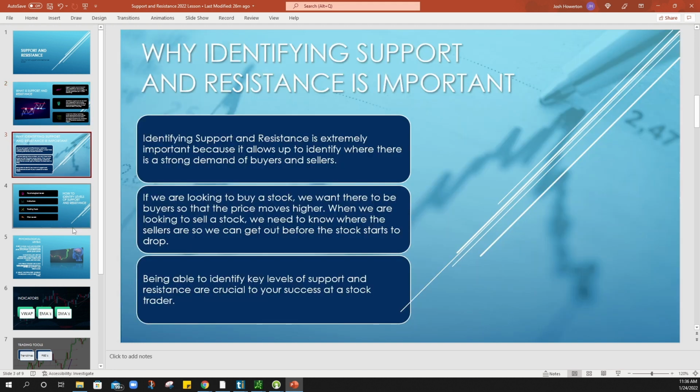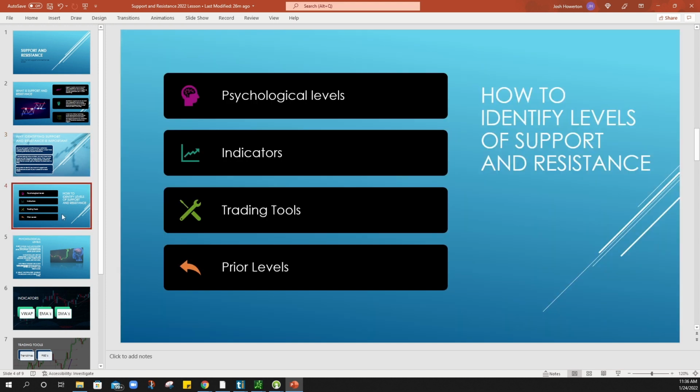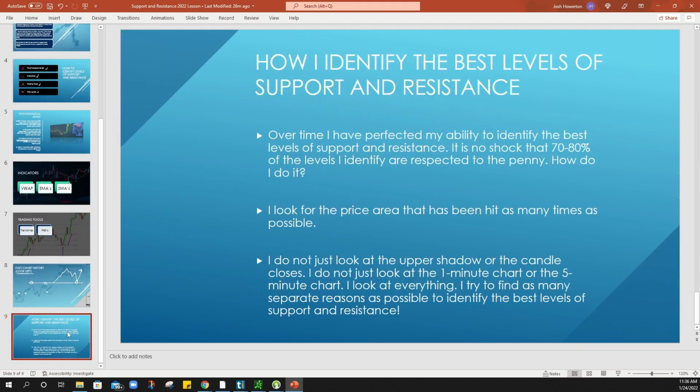We know why it's important to identify these levels, okay? We now know that there's many different ways to identify these levels of support and resistance. You have psychological levels. You can use indicators, trading tools, and then prior levels, past chart history, looking left, okay? And you guys know how I identify my levels. I try to find as many separate reasons as possible, using as many indicators, tools, prior levels from the past, psychological levels, using all of these levels and applying them in conjunction with one another to get my levels.